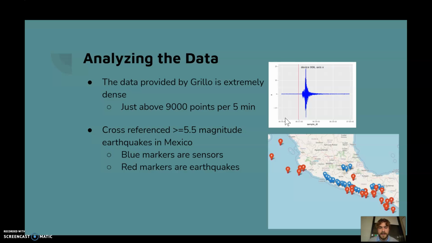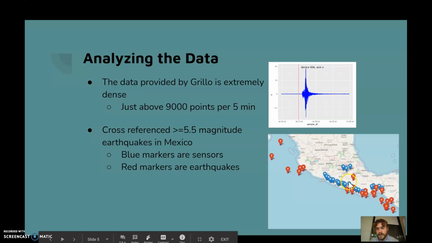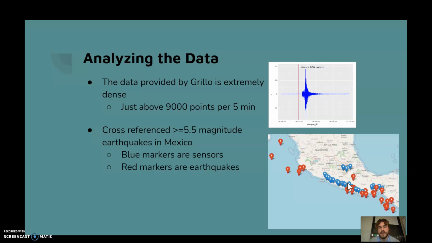So just analyzing it, the sensor I use is sensor 6, which is located right here and is in proximity to these 3 earthquakes. Earthquakes also move longitudinally more effectively, at least in terms of their P wave. And so this works out really well for sensor 6, which is more data rich. For this sensor, it produces just above 9,000 points every 5 minutes, which is extremely dense.